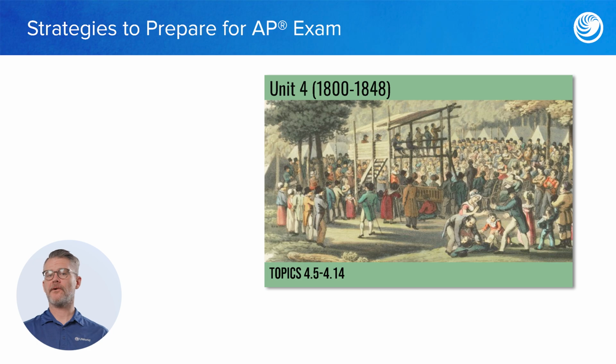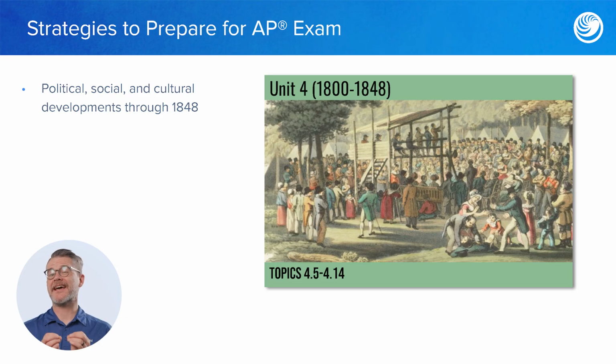Next, we cover Unit 4, which is heavy on themes. We pick up with the market revolution and cover the political, social, cultural, and economic developments from 3.11 through the rest of Unit 4. Things like religious reform, women's roles, and growing regional identities.